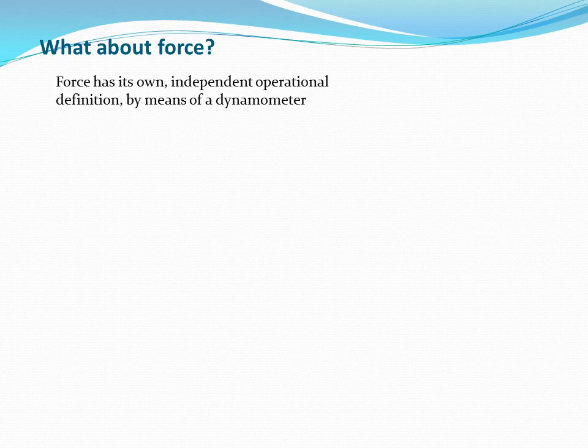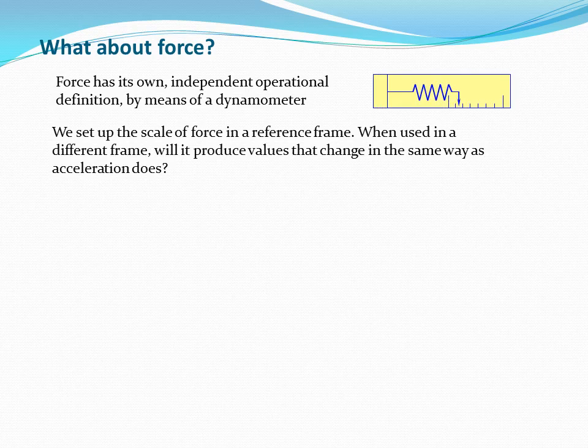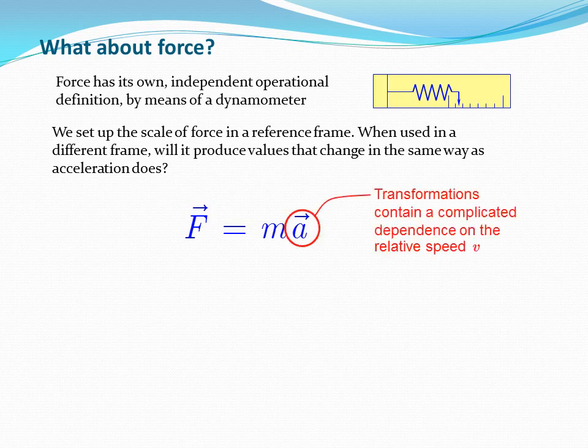As we said, acceleration is not invariant to Lorentz transformation. But what about force? Force has its own independent operational definition by means of a dynamometer. We set up the scale of force in a reference frame, but when used in a different frame, will it produce values that change in the same way as acceleration does? Here we have the famous Newton's second law of dynamics. As we said, the Lorentz transformation contains a complicated dependence on the relative speed. Therefore, acceleration changes in a complicated way from one reference frame to another.